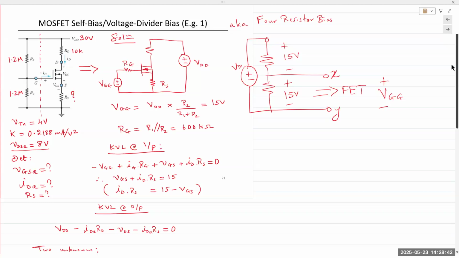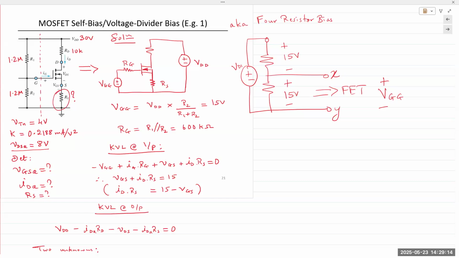Also, if you apply KVL on the input side, this time VGG is not the same as VGS, because we have a source resistance right there. And so VGS would be VGG minus IDRS, or the voltage drop across RS. And so we cannot take even that path, right? And so what we need to do is use other methods.